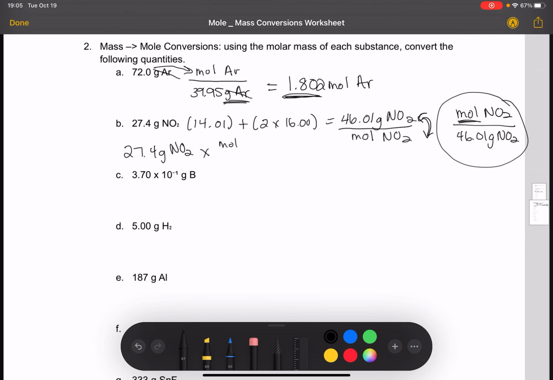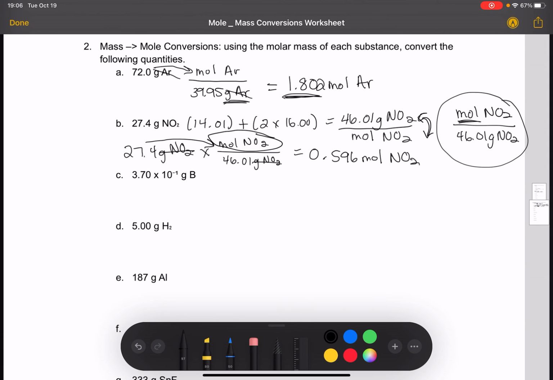So moles of NO2 over 46.01 grams of NO2. Cancel out these units, grams of NO2. And all we're left with, pretend this moves over here, we're going to have 27.4 divided by 46.01. That is 0.596 roughly. And that's going to be, remember these units right here, moles of NO2.